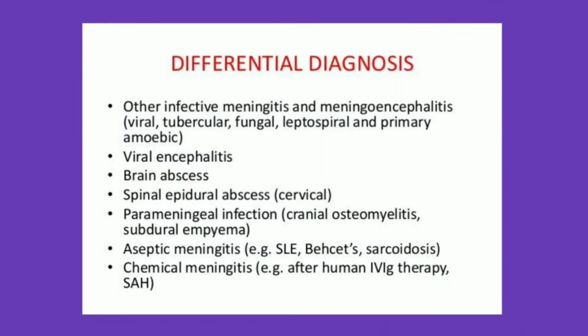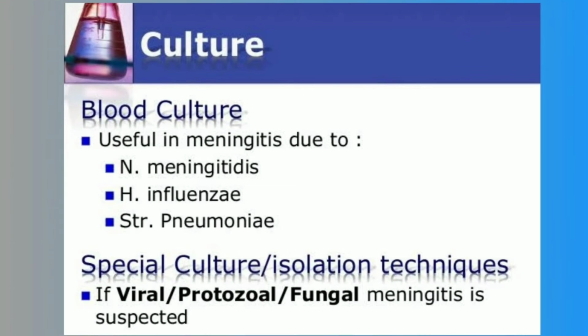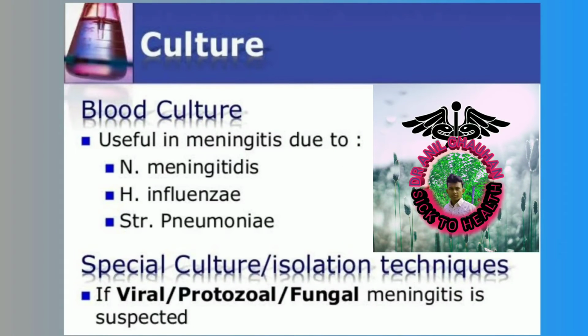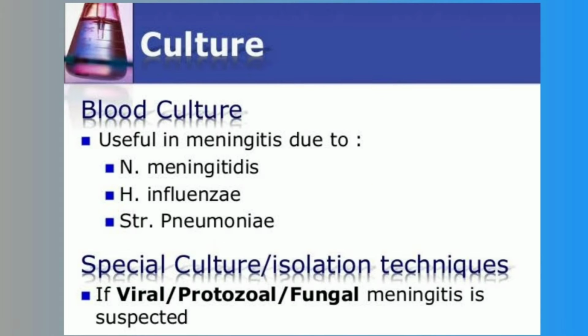Let's begin. Differential diagnosis: viral encephalitis, brain abscess, spinal epidural abscess, parameningeal infections, cranial osteomyelitis, subdural empyema, and aseptic meningitis. Next, body cultures, blood cultures, specific cultures, isolation techniques. In blood cultures for meningitis: H. influenzae, Streptococcus pneumoniae. With specific cultures and isolation techniques, viral, protozoal and fungal meningitis is suspected.